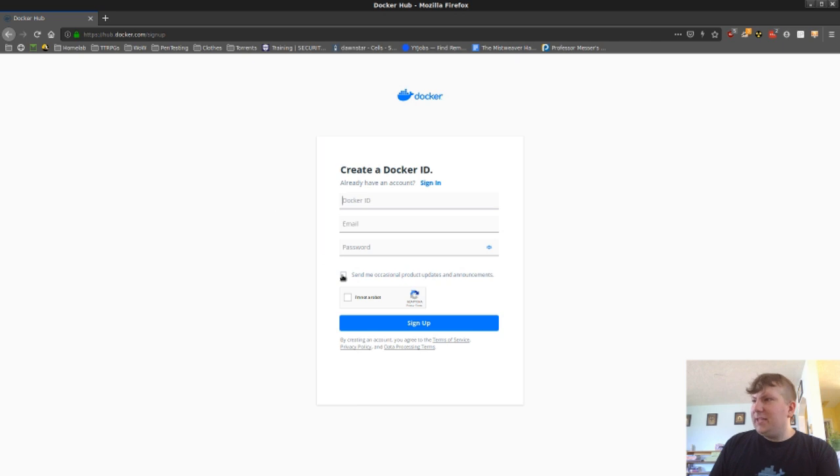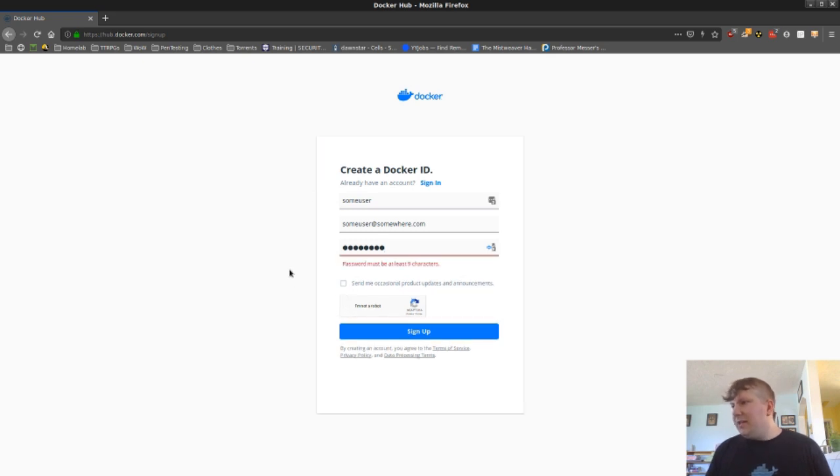I'm not going to sign up for one because obviously you saw I already had one, but the general process is this. You're going to create a Docker ID, which is like a username, an email address, some user at somewhere.com, and a password, and confirm you're not a robot.